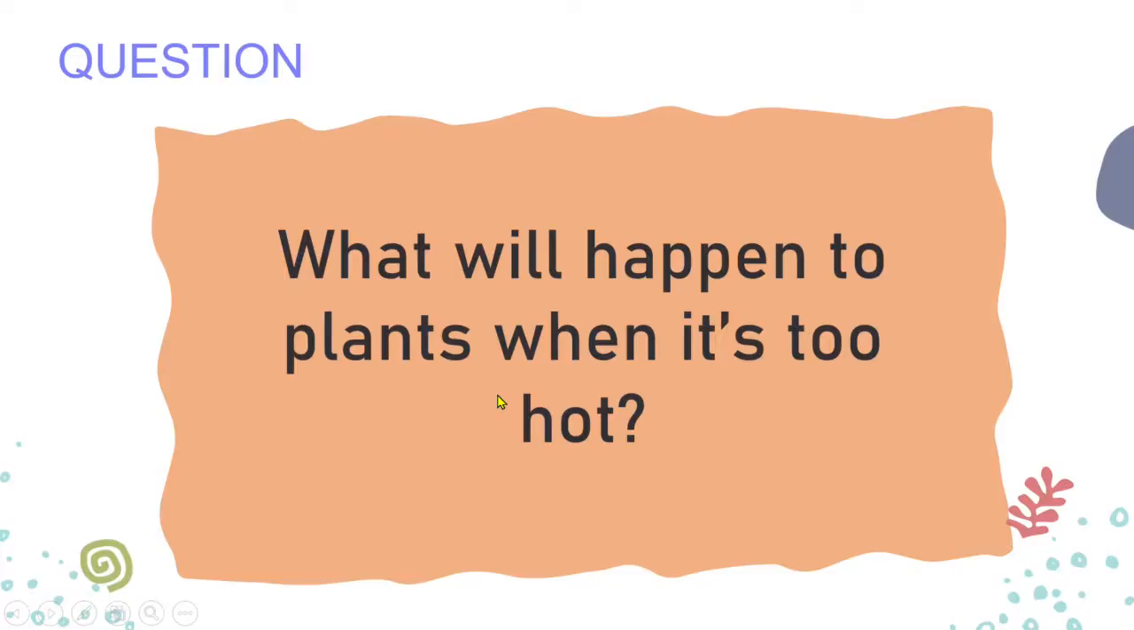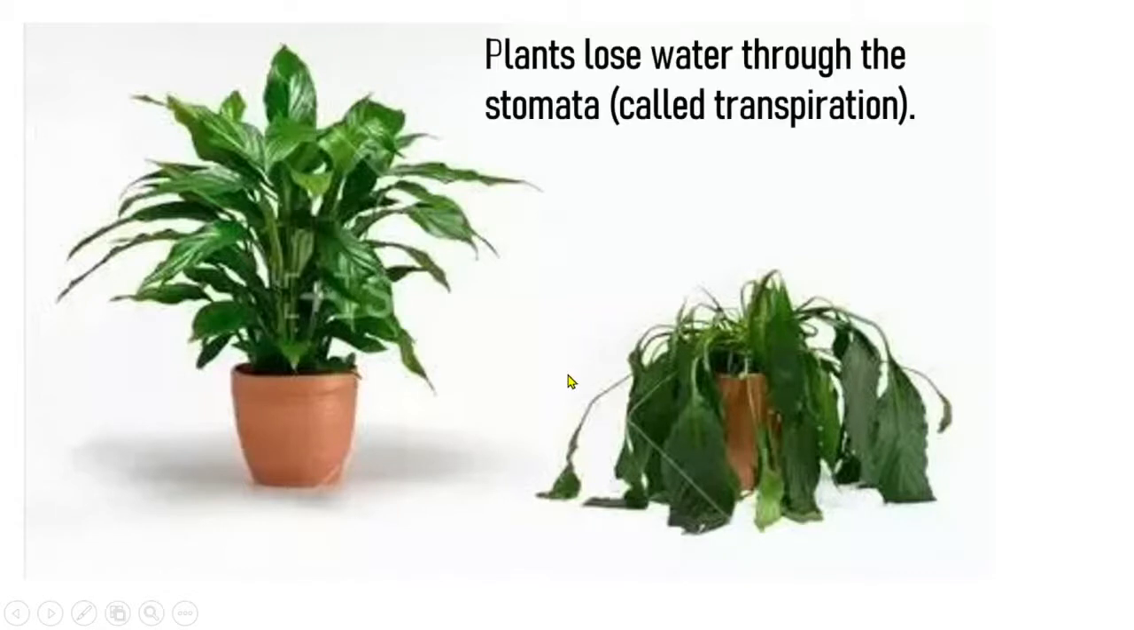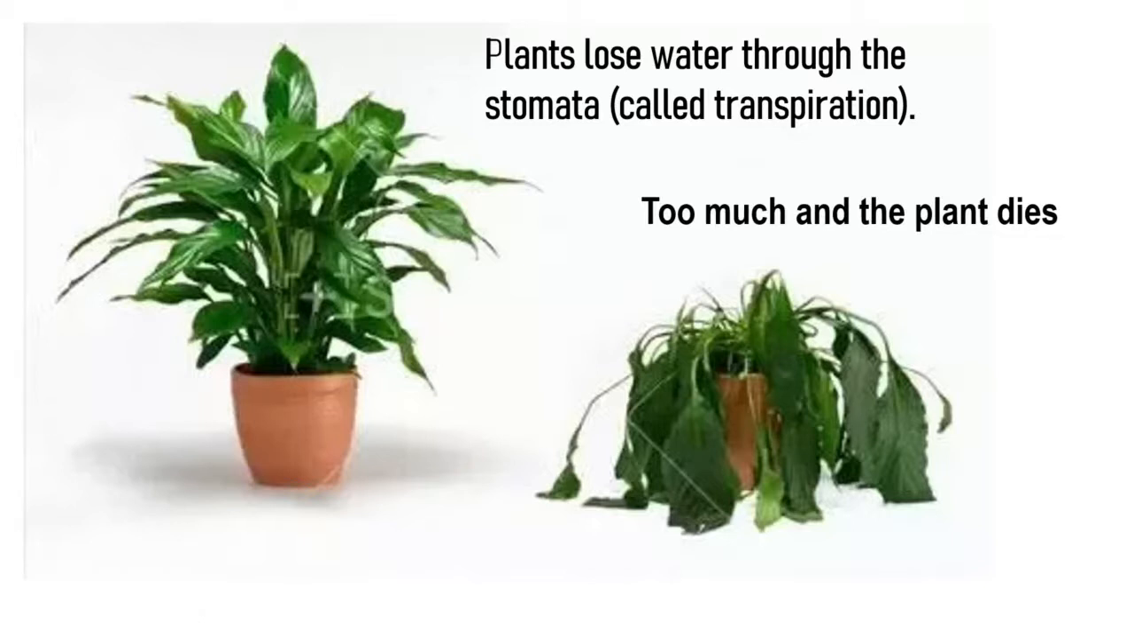Now, here's a question. What will happen to plants when it's too hot? And this is very familiar to us. We all know that plants will eventually wilt and die, because plants lose water through the stomata, and this is a process called transpiration. And as mentioned a while ago, too much of this, the plants will eventually die. So the question is how to survive.